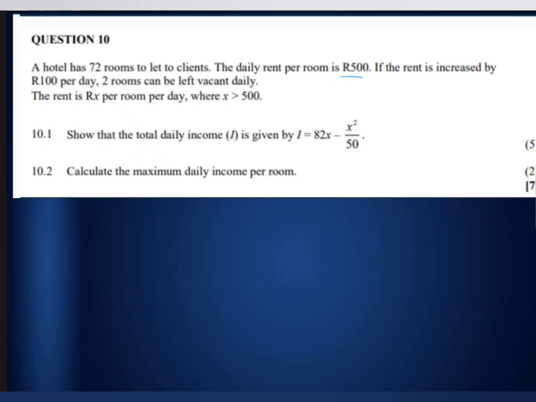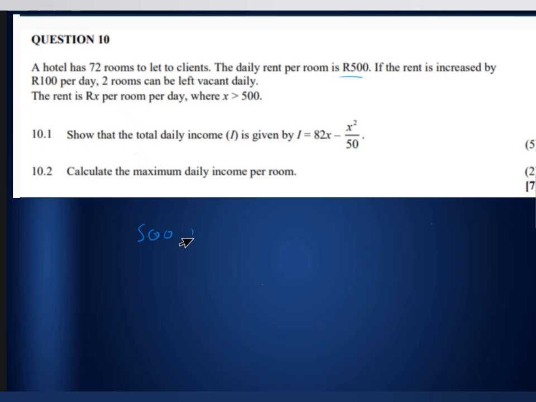So okay, fine, let's deal with this part first. They said the rent is X rent per room per day, where X is greater than 500, right? So now they said show that the total daily income can be given by this formula. All right, so now let's come up with the equation for the cost first, right? So we know that at the exact first day, it's going to be 500, let's just say today, right? And then one day after, which is tomorrow, it has to be 600. Then 2 days after, it has to be 700, right? So it means on day 0, which is today, it must be 500.